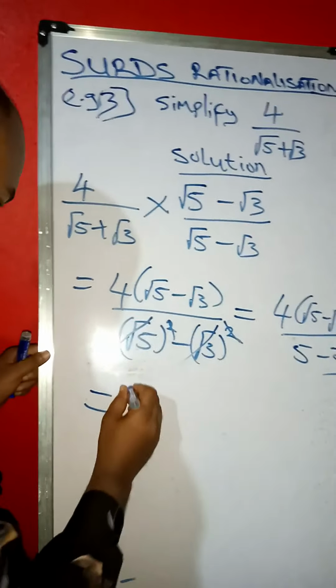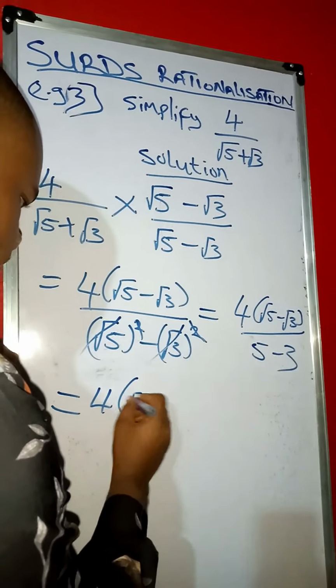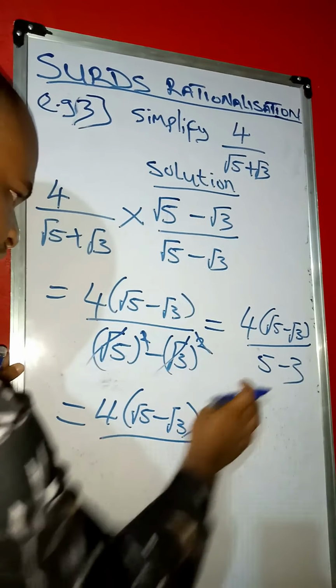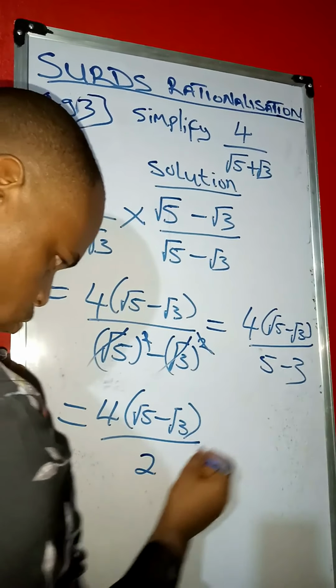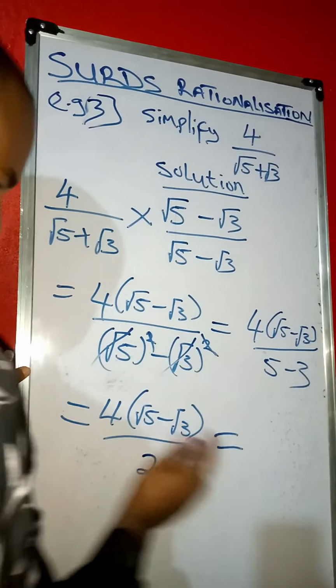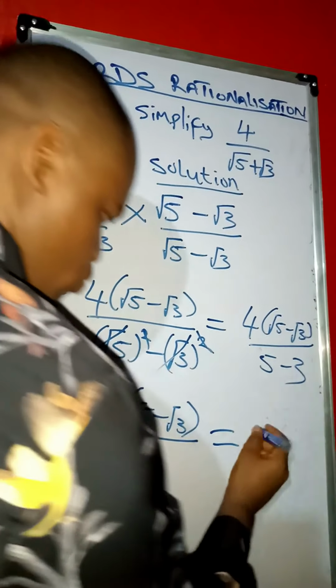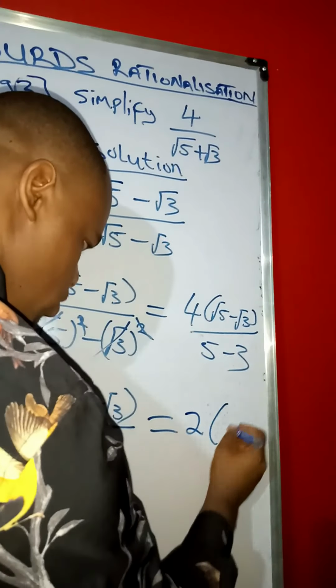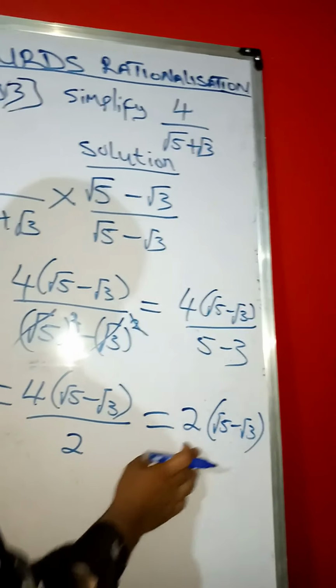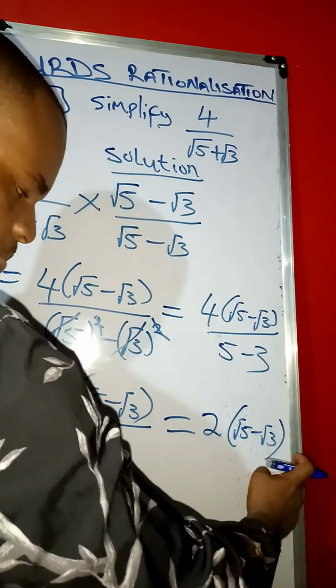This will give me 4 into root 5 minus root 3 all over 5 minus 3, which is 2. I can simplify because 2 can go into 4. So 2 into 4 is 2. So my answer will be 2 into root 5 minus root 3.